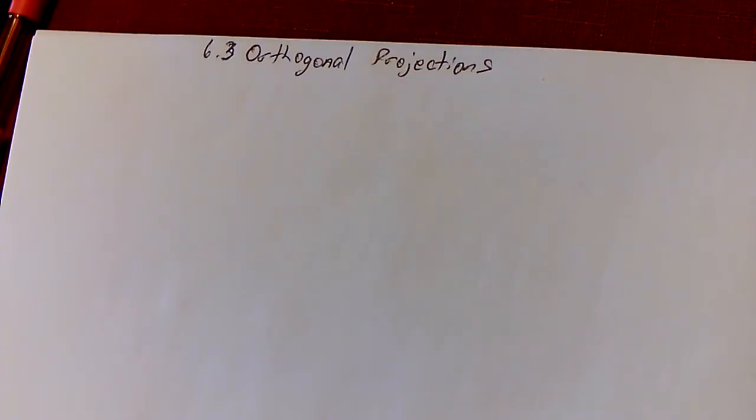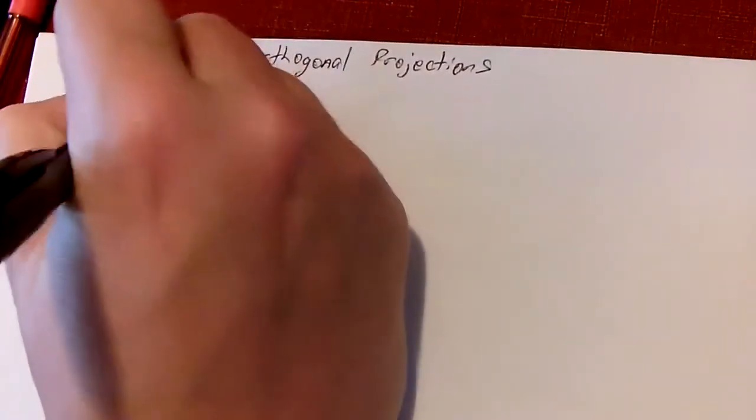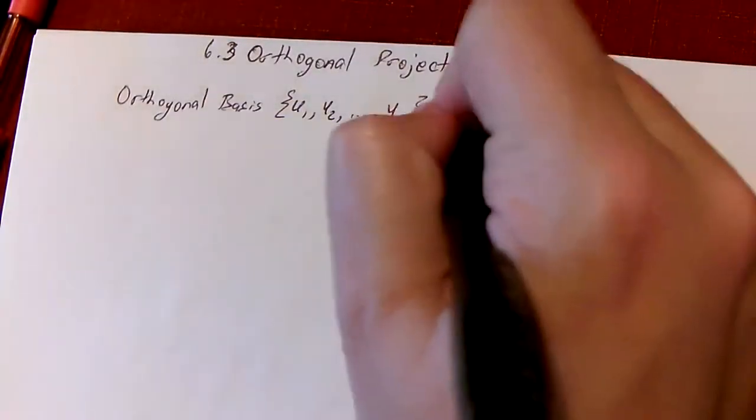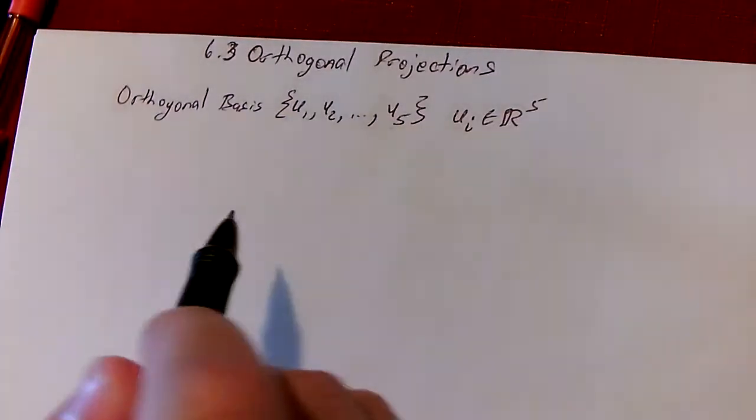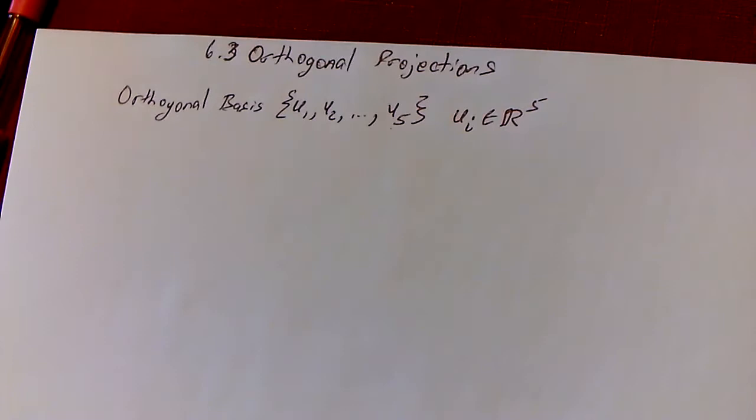All right, so I'm going to switch over to the document camera here. We're going to talk about section 6.3, which is about orthogonal projections. To get an idea of where we're headed, I'm going to have an orthogonal basis, similar to what we've talked about in the last couple of sections. This orthogonal basis is going to include 5 vectors, u1 through u5, and each u sub i is in R5. So this is actually a basis for all of R5 because I have 5 vectors in a basis. They are 5-dimensional, so they have to span the same space.